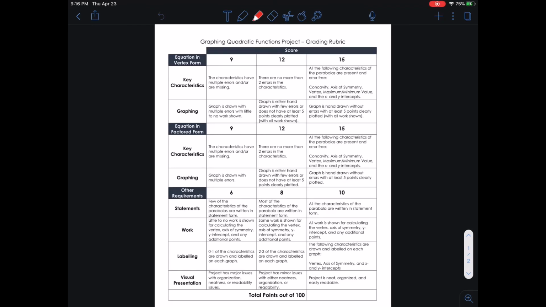You also want to make sure you write down the statements and show all your work. Make sure you label your graphs and make sure it looks nice. Try to make it look as nice as possible. And so this is the criteria that you'll be graded on.